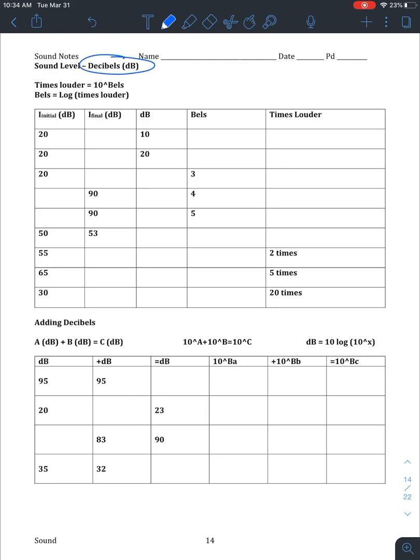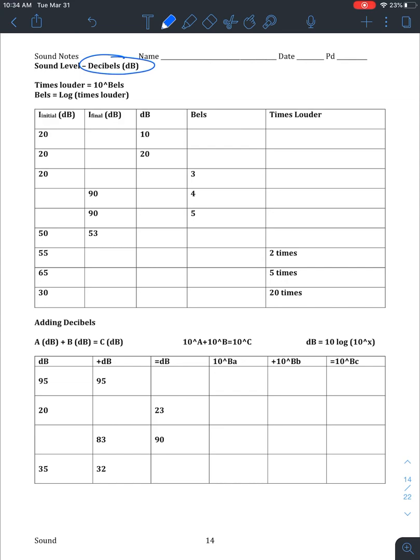So I believe in the video they talk about where that is derived. Deci meaning 10, bell meaning Alexander Graham Bell, who invented what? The telephone. So that's the first thing to recognize, that it is a tenth of a bell. So if we have, say, 10 decibels, that's going to be one bell.